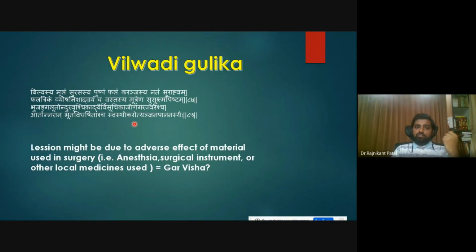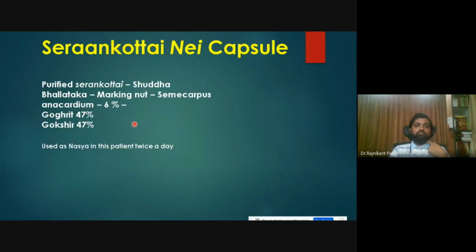Then we have used Bilwadi Gulika. What is the reason to use Bilwadi Gulika in this case? The lesion might be due to the adverse effect of material used in surgery. That might be anesthesia side effect, surgical instrument, or other local medicine used. So it falls under Garavisha. So we have used Bilwadi Gulika. Again, Serencotinine contains Semecarpus anacardium. This we advised as Nasya in this patient. It comes in the form of ghee capsule. We have to prick the capsule and use half of the capsule in both nostrils.